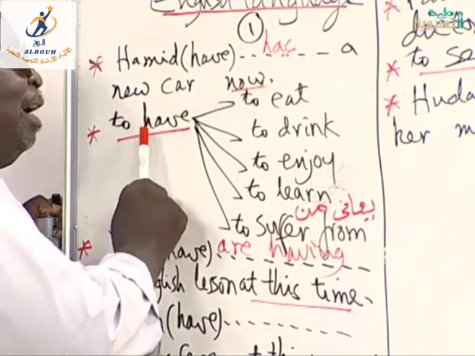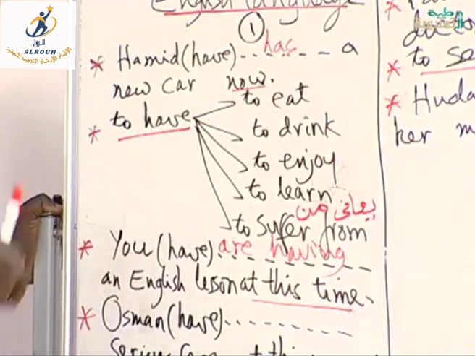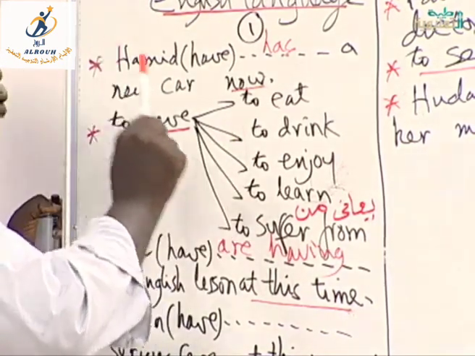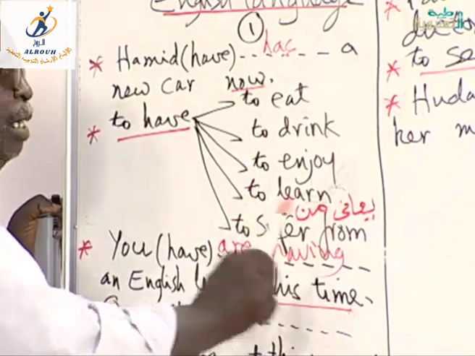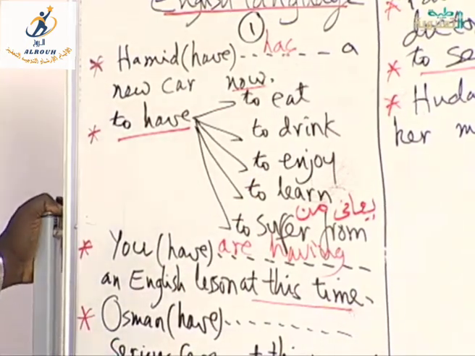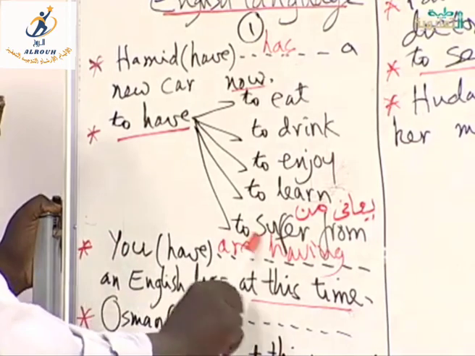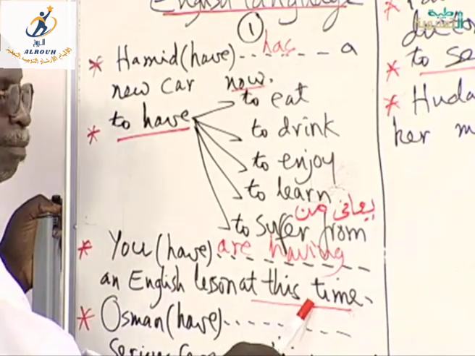But have has other meanings. معاني أخرى. To have, to eat; to have, to drink; to have, to enjoy; to have, to learn; to have, to suffer from. In this case, we use it in the present continuous. So you say, you are having an English lesson at this time.